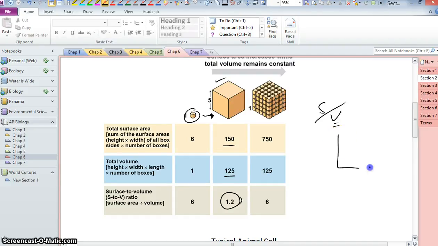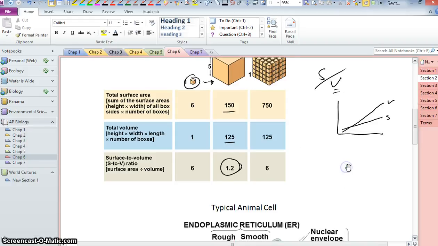I like to think of it this way: your volume is increasing at this rate, but your surface area is increasing at this rate, but your volume is increasing at a greater rate, such that, again, surface to volume ratio decreases as something gets bigger. So what does that have to do with cells? Well, I don't know, if you just think of a cell as being kind of roundish.